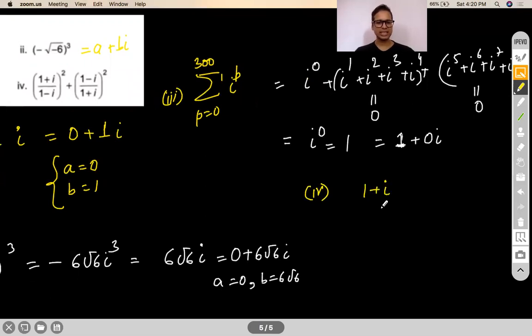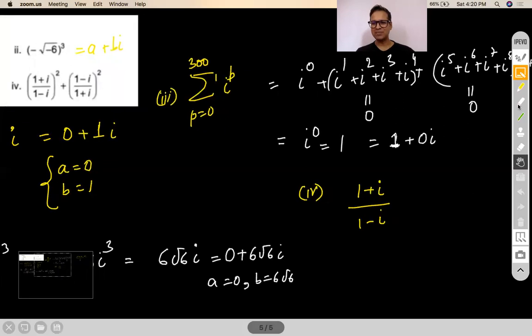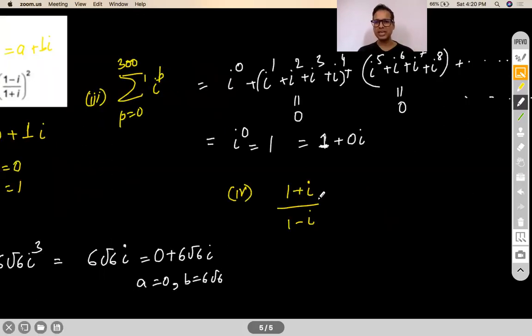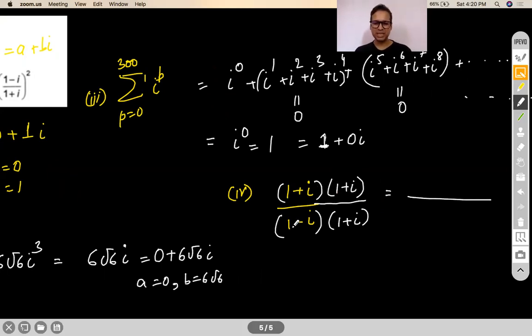(1 plus i) by (1 minus i), the whole square. Before we square it, let us try to write it in a simpler form. We have not officially done the concept of the conjugate of a complex number. But whenever somebody sees a problem like this, the natural feeling is, let's multiply it with this. The same feeling of rationalization will come to your mind. So when you multiply 1 minus i with 1 plus i, you'll get 1 minus i square. And on the numerator, you'll have (1 plus i) to the power of 2.